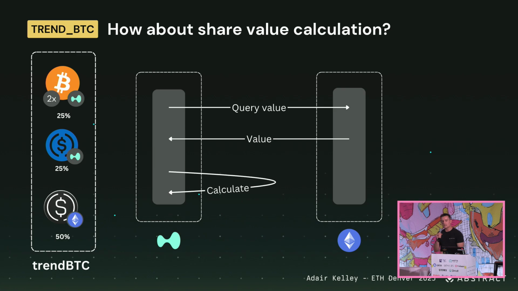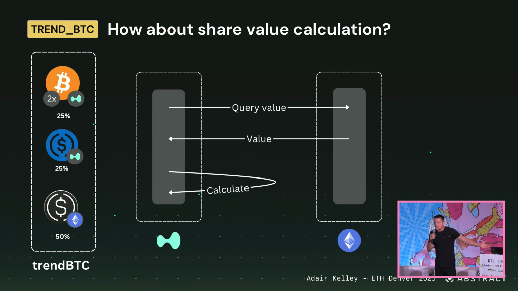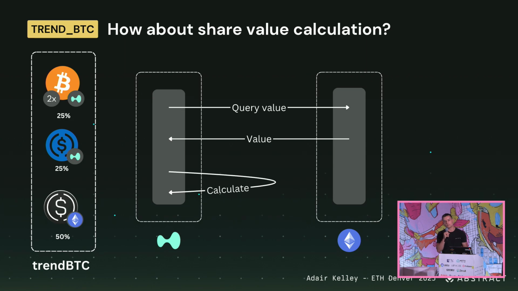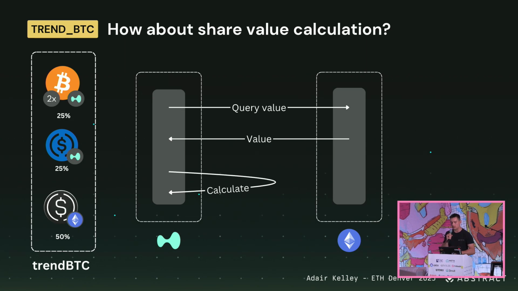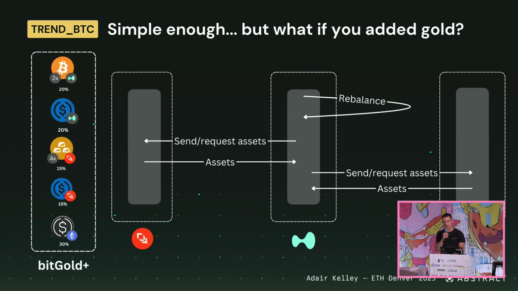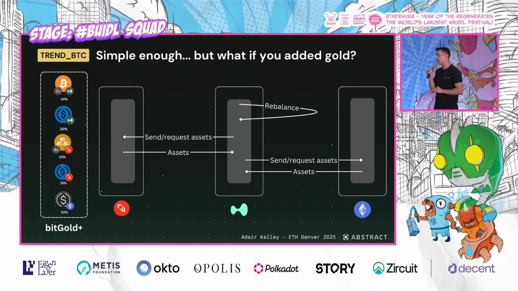And how about share value calculation? It's the same story. You send an execute message across to another chain to query the value, because you actually can't query state across multiple chains, at least right now, given the current state of EVM. Then you get the value back, and then you calculate the rebalance. Okay, that's cool. It works with two chains, but what about with three?